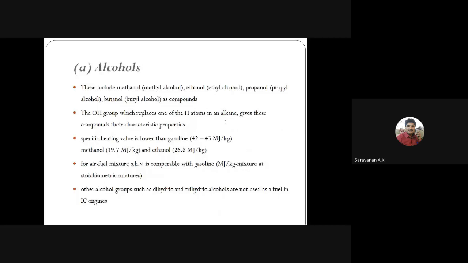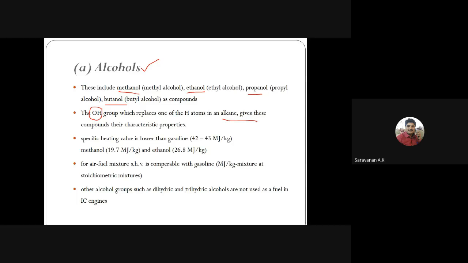Right. So alcohol includes methyl alcohol, that is methanol, and ethyl alcohol, ethanol, and some propanols and butanols. These compounds are included in the term alcohols. Here the OH group replaces one of the hydrogens in the form of the alkanes.